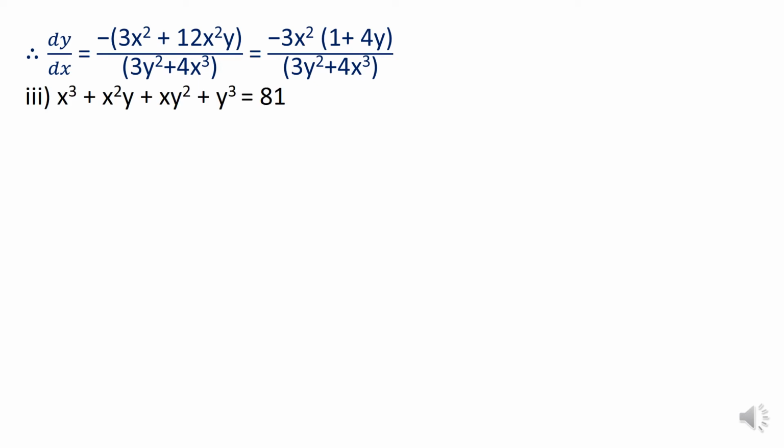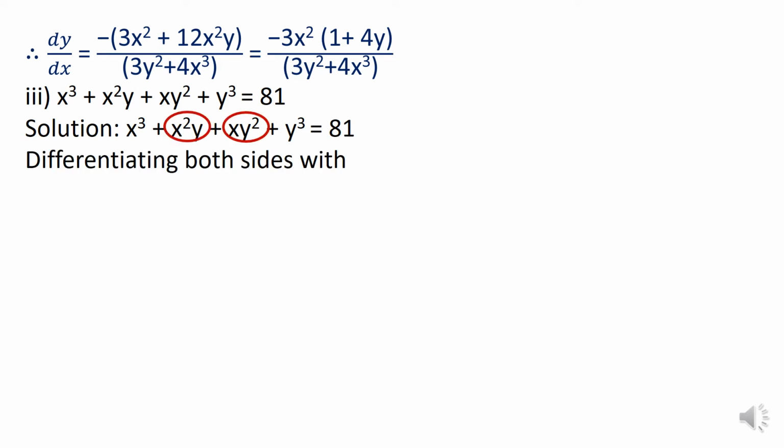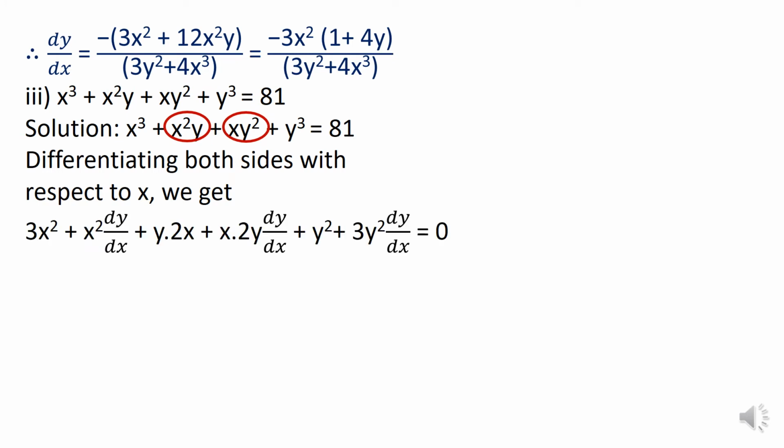In the next step, in the next sum, we see that two terms, that is x square y and xy square, both of them contain two parts, isn't it? So we use the product rule for both of them. Thus, we start differentiating both the sides with respect to x and we get x cube becomes 3x square as we saw in the previous part itself.